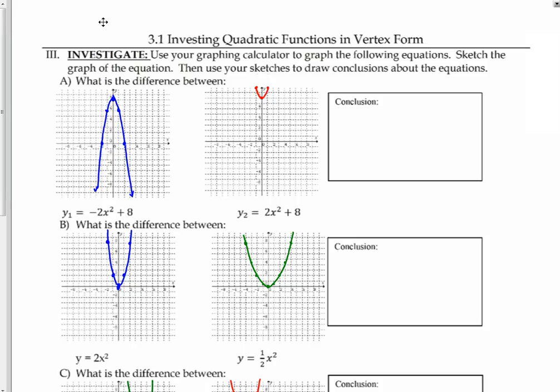Yeah, so would you say the vertex is the same? Yes. Okay, so same vertex, but same shape as well. Same shape, but the first opens what direction? Down. And the second opens up.